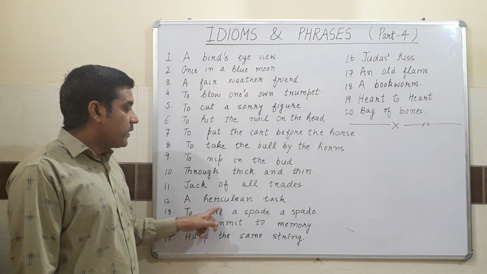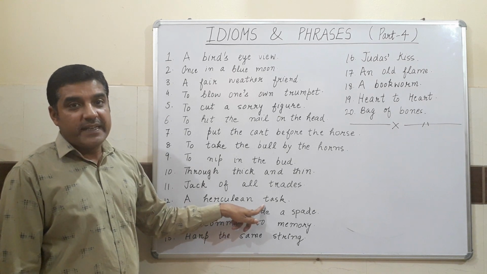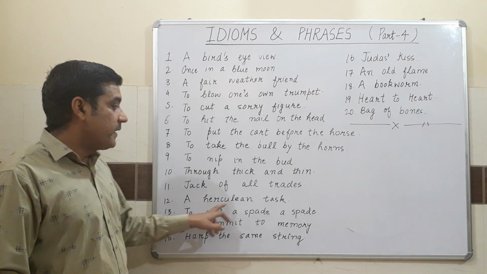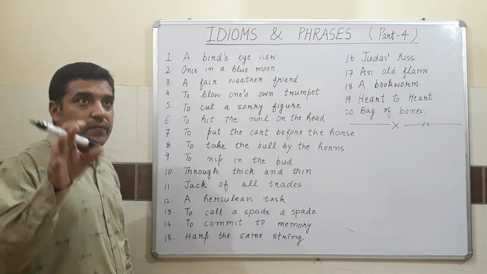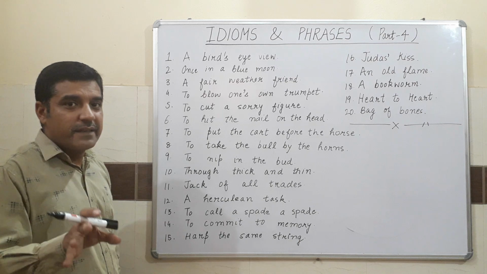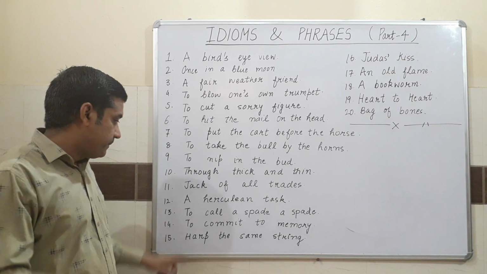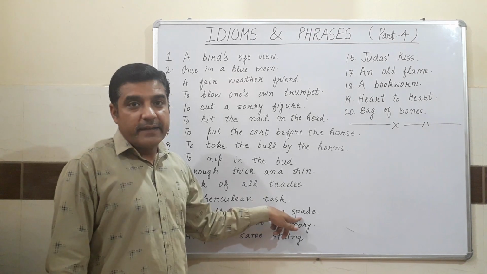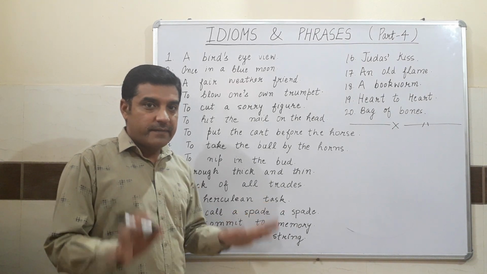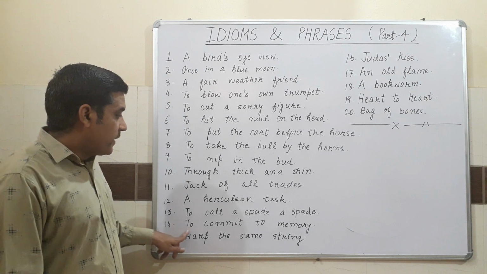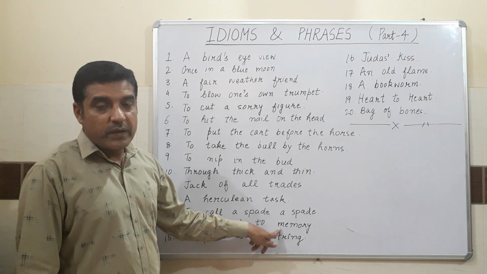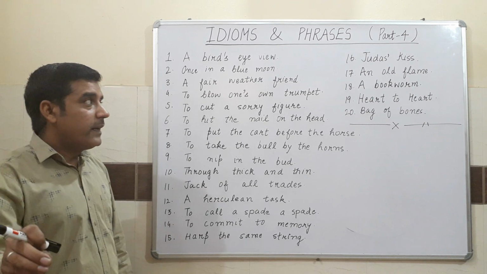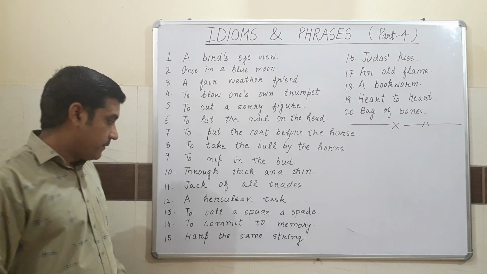12 says a Herculean task is a very difficult task. For him, studying for 4 hours is a Herculean task. That means it's a very difficult task for him. 13 says to call a spade a spade, that is to be blunt. 14 says to commit to memory. To commit to memory is to learn something by heart. I have to commit to memory these 2 lessons today.